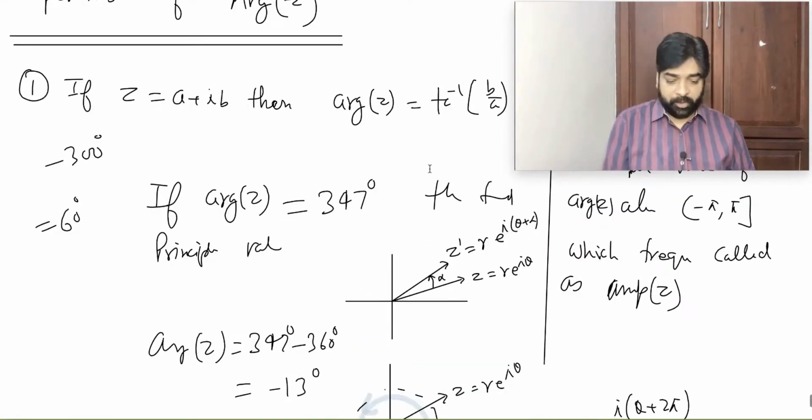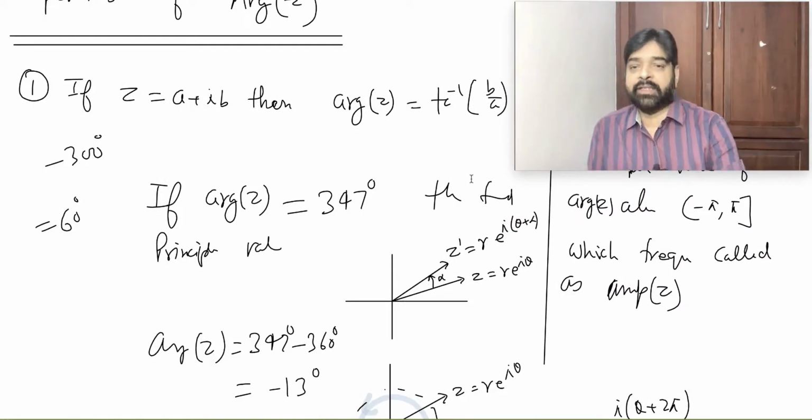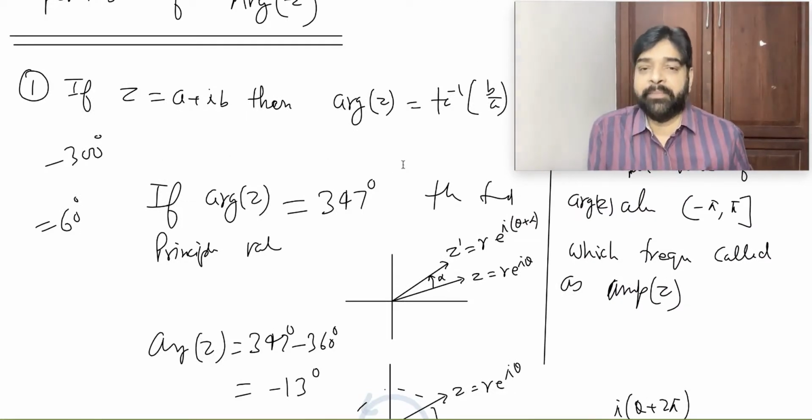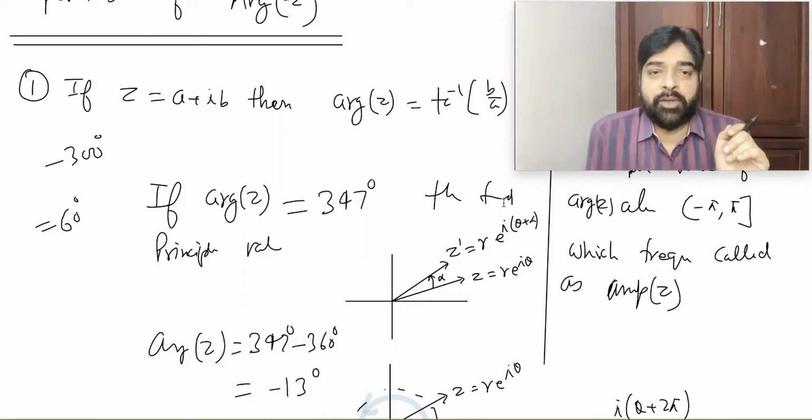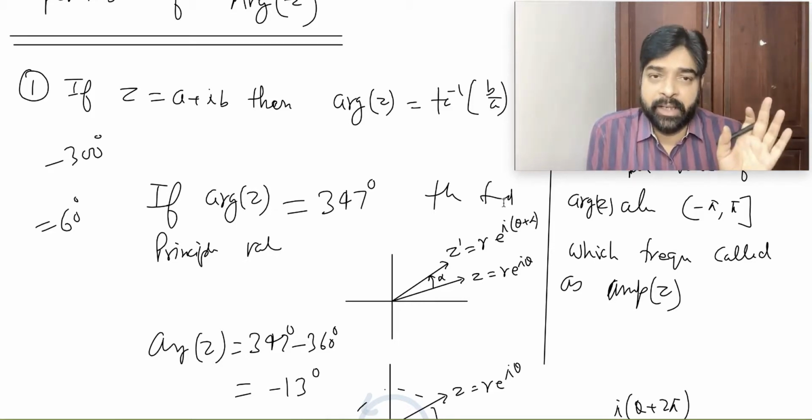The first property of argument Z we already discussed: if Z equals A plus iB, then argument Z will be tan inverse B by A. I am assuming A and B are positive. If A and B are not positive, you have to decide according to that. Be clear, argument can be anything, but amplitude means principal value. So always identify what they are asking.